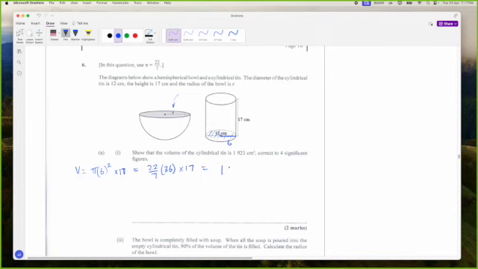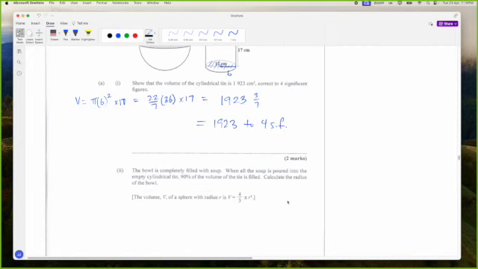But yes, I did get 1923 and 3 over 7, which is equal to 1923 to 4 significant figures. The bowl is completely filled with soup. When all of the soup is poured into the empty cylindrical tin, 90% of the volume is filled. Calculate the radius R.